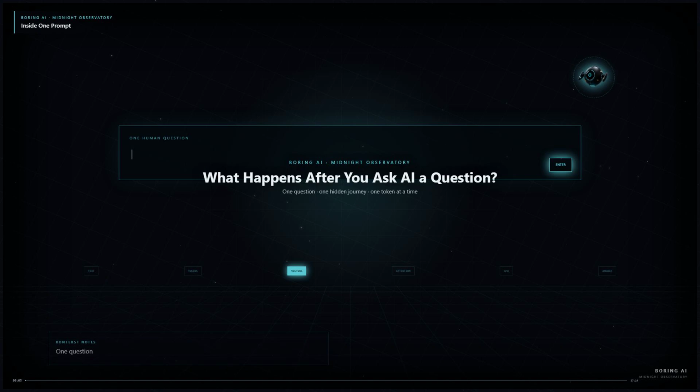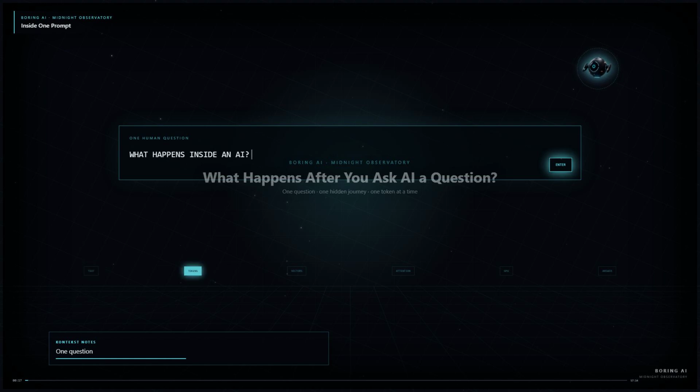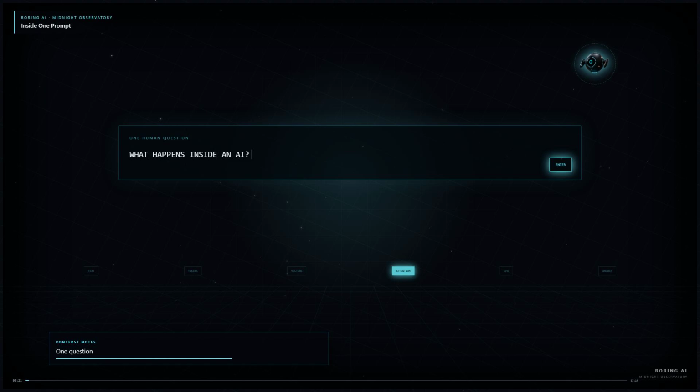Tonight, we are going to follow a single question as it travels into an artificial intelligence system and returns as an answer. The journey begins with something almost too small to notice. A finger presses the enter key. A button changes color. A line of text leaves the screen. Then, after a short pause, words begin to appear in reply.